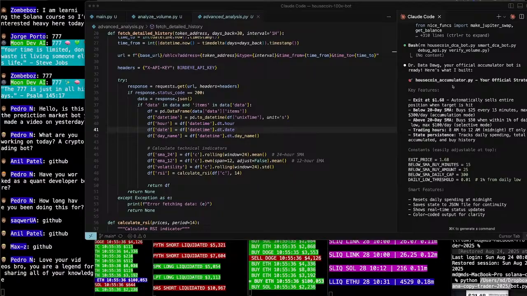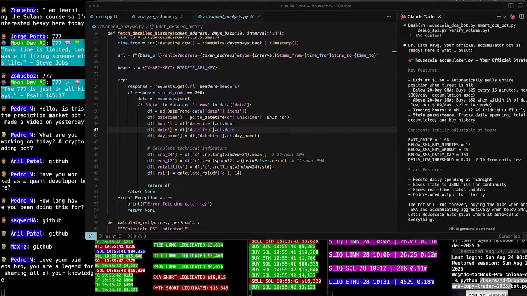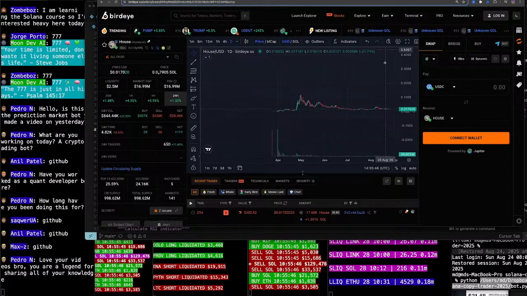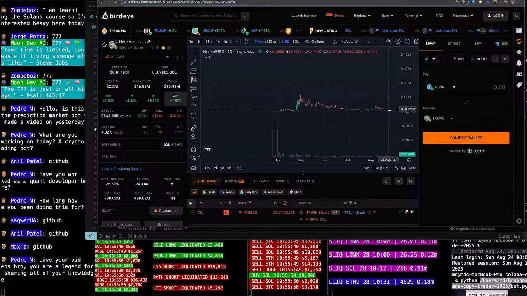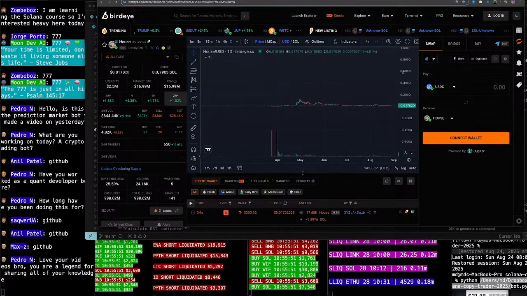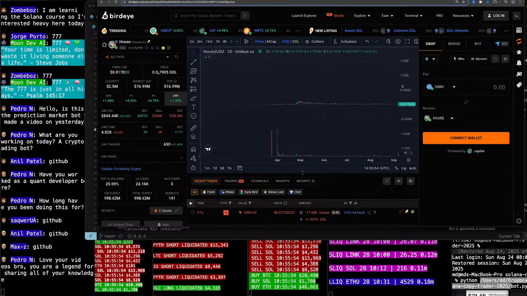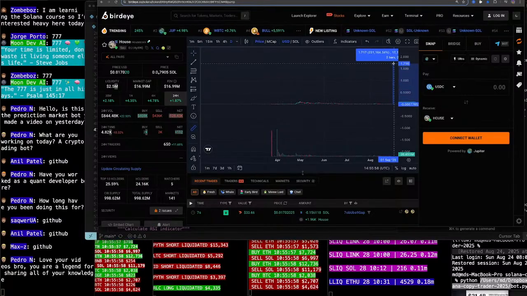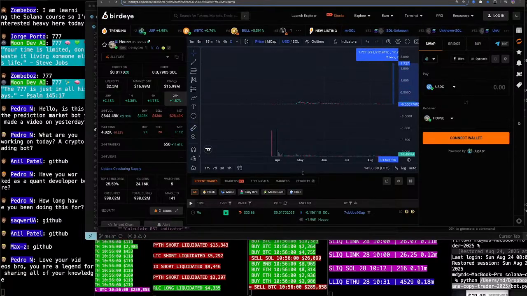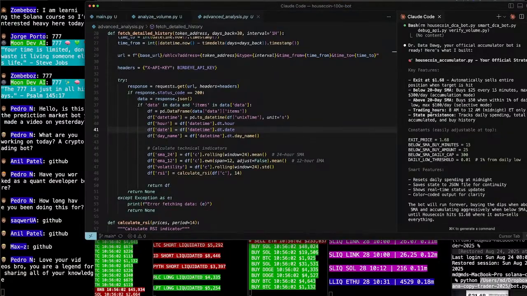Okay, so housecoinaccumulator.py, your official strategy. So your official accumulator is ready. Here's what I built. Exit at 168, so $1.68. That would be a 100x. I'm looking for this move, and then I'm going to sell. Or my bot is. My bot's going to buy and sell.